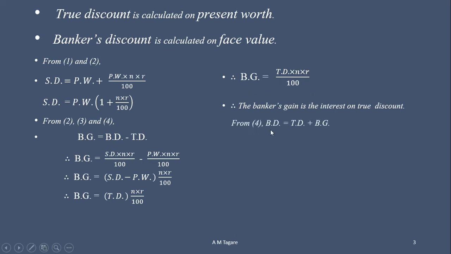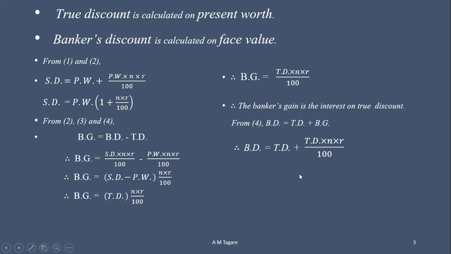Now, banker's discount is equal to true discount plus banker's gain. It is one form of this previous formula. Only we have transferred this true discount to this side. So we get BD is equal to BG plus TD. So banker's discount is equal to true discount plus banker's gain. Now we have value of BG in terms of true discount. Here BG is equal to TD into N into R upon 100.